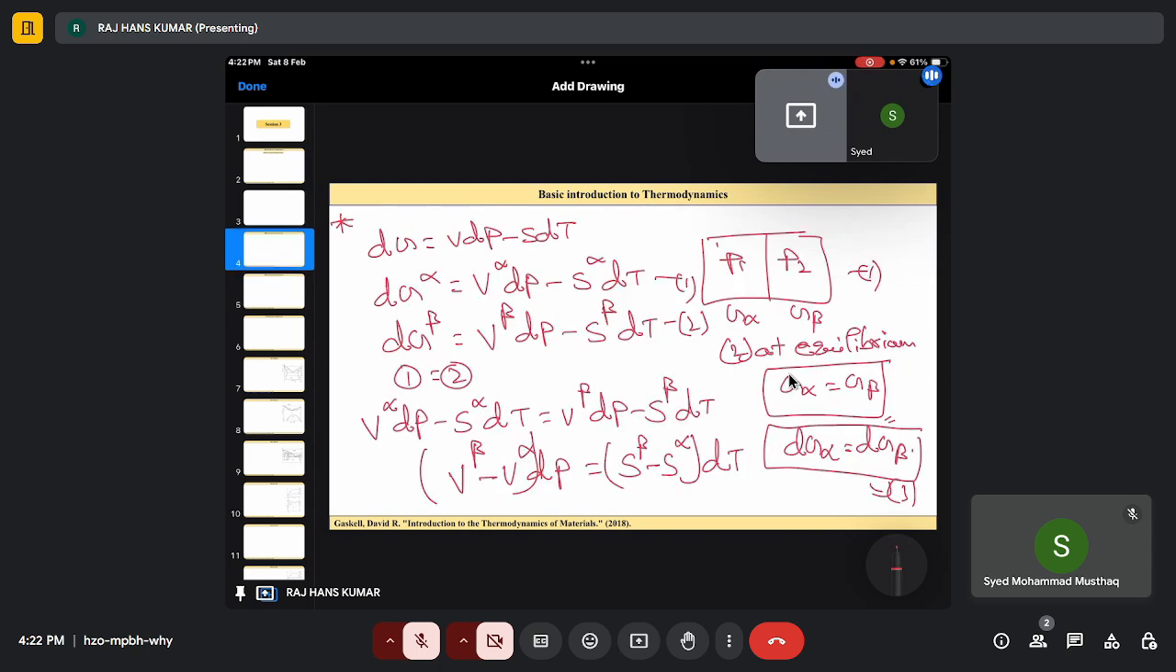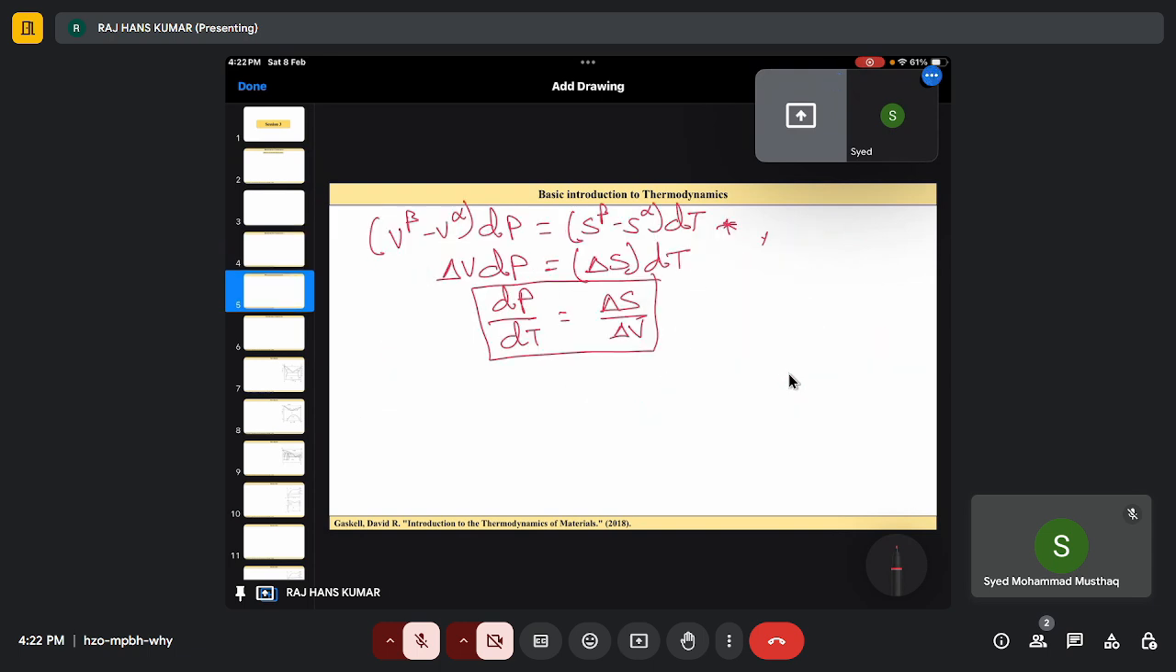Now, again from 3, delta G of beta minus alpha will be equals to G beta minus G alpha. Right? So at equilibrium, delta G will be equals to delta H, change in enthalpy minus temperature times change in entropy of the transformation reaction. So at equilibrium, this will tend to 0, then change in entropy of the reaction will be equals to change in enthalpy of the reaction divided by temperature.